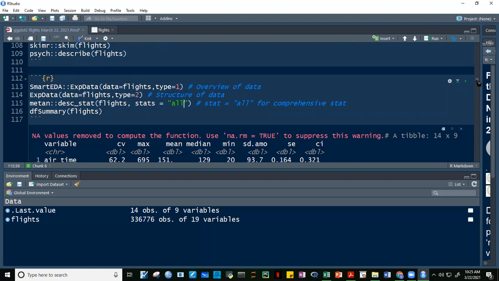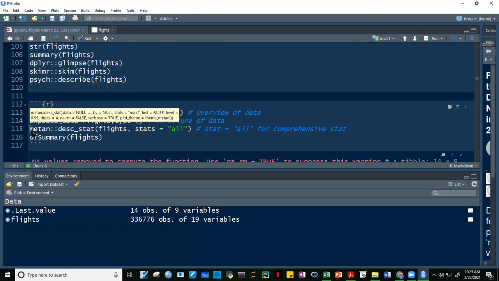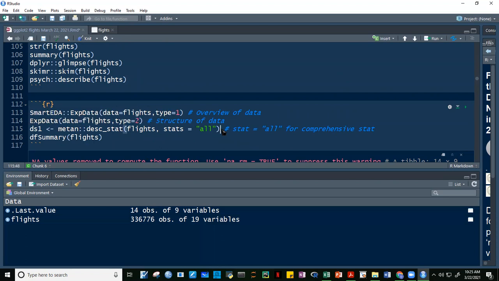Kulang pa to, no? In order to see everything, we can create an object called DS1 para makita natin lahat. So, mag-create tayo ng descriptive stat1. Let's create an object. And then, isama natin lahat. Let's run this. Then I'm going to put this in open parentheses. Open and close, Control Enter.